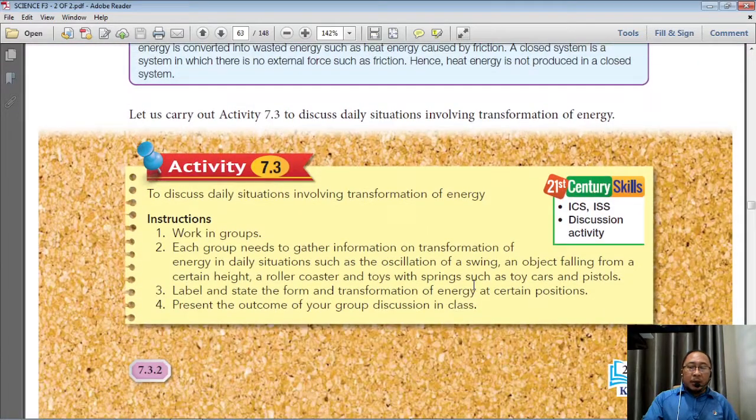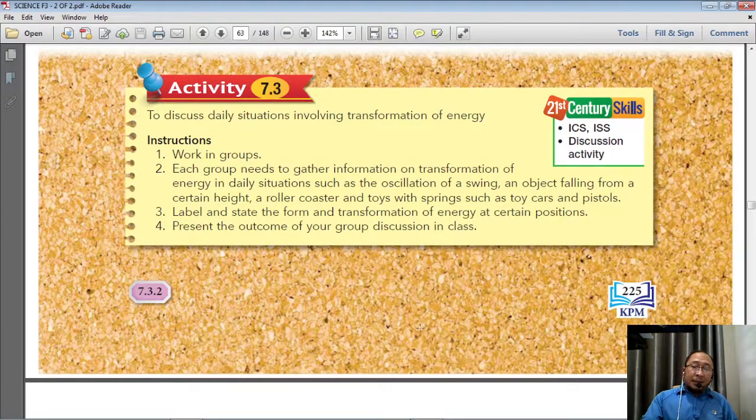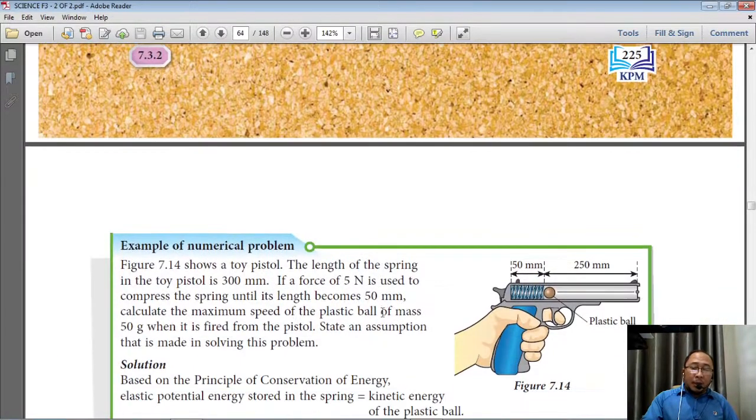I know that this is a difficult concept to understand, but this subtopic only tells you about the basic concept of energy. We have lots of principles related to energy, and this one is the principle of conservation of energy.